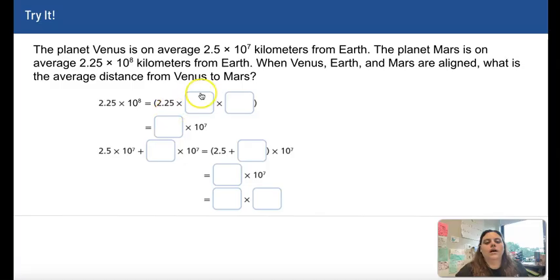When you simplify those two parts, what do you get? So what are we adding with 2.5? We're going to add it, get our answer, and then change it back into scientific notation. So go ahead and give this a try, pause the video, and press play when you're ready to see the answer.